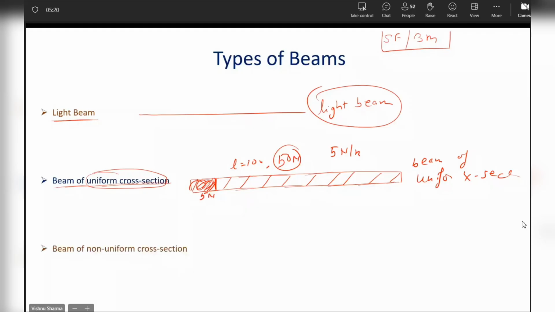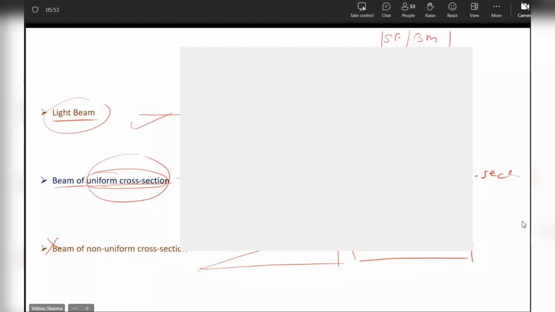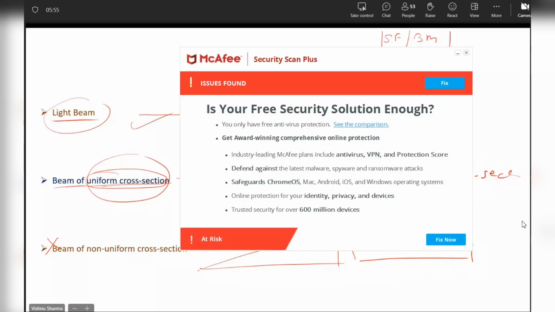Then there can be beams of non-uniform cross sections. We will not be interested in studying them. The beams may be like this. The beam may be like this, beta. Or you can draw whatever fancy idea you can get. You can make a beam of whatever type that appeals to you, but this is going to be out of our discussion. So are the two types of beam that we are going to use, light beam and beam of uniform cross section, clear, guys, and how they'll be represented in the diagram?